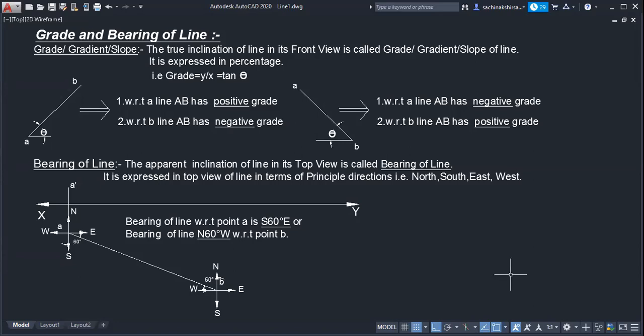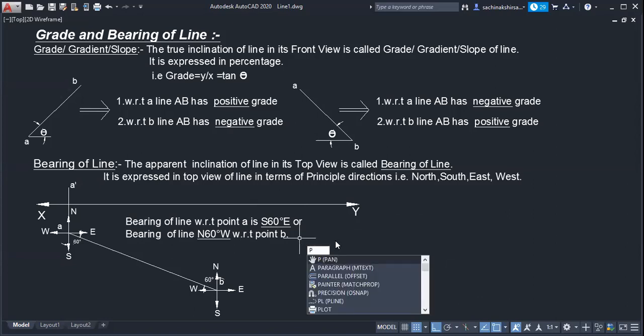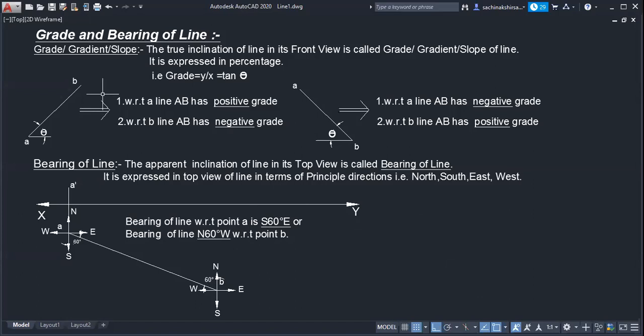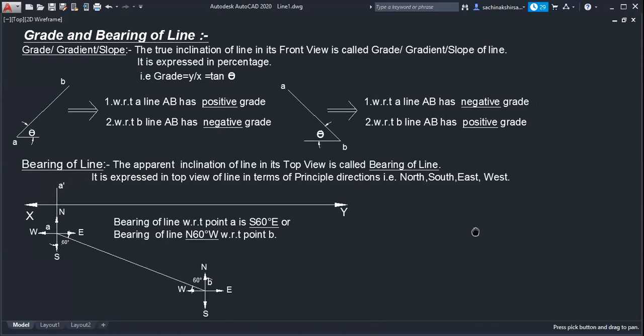And how are you going to find beta? Whatever angle is given between the principal directions, how are you going to make use of that angle? 90 minus that angle will be that beta. Very simple. The last sentence I will tell from this: grade is nothing but theta, bearing is nothing but indirect beta. That's all. It is most simple, grade and bearing of a line. So shall we go next?